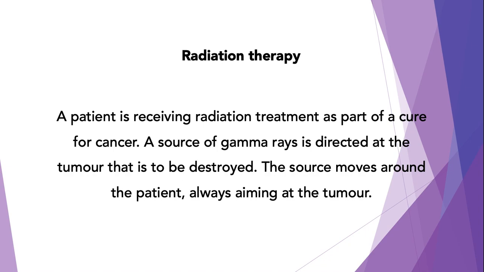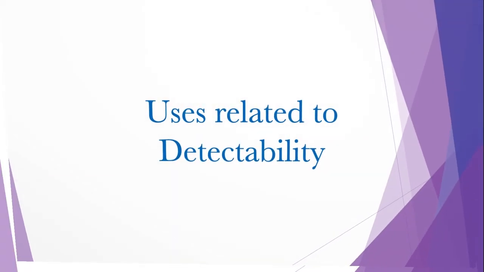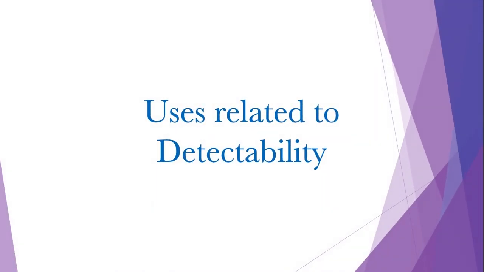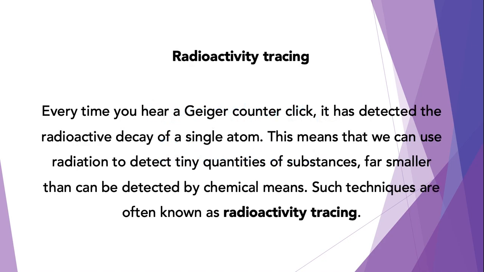Now we are going to move ahead onto looking at the uses related to detectability. How we can detect something. Starting first with radioactivity tracing. This is a very fun process. Every time you hear a Geiger counter click, it has detected the radioactive decay of a single atom. So this means that we can use radiation to detect tiny quantities of substances far smaller than can be detected by chemical means. Such techniques are often known as radioactivity tracing.